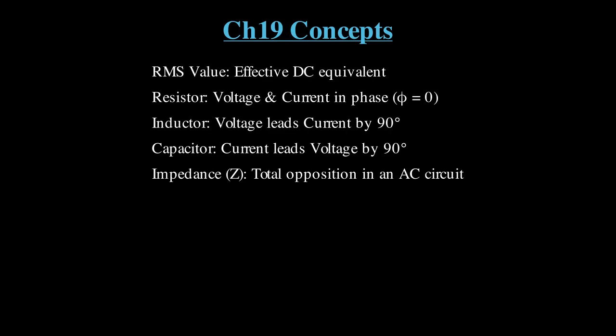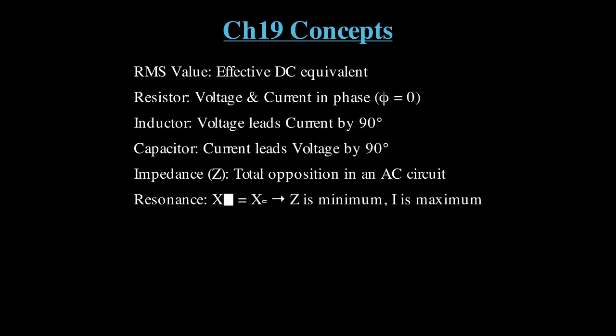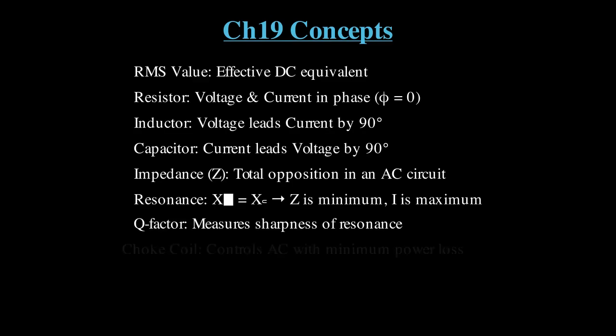At a specific frequency, called the resonant frequency, the inductive and capacitive reactances cancel out, minimizing impedance and maximizing current. This is resonance. The sharpness of this peak is measured by the quality factor, or Q factor. Finally, the power factor tells us how much power is actually used, and a choke coil is an inductor used to control current efficiently, with minimal power loss.